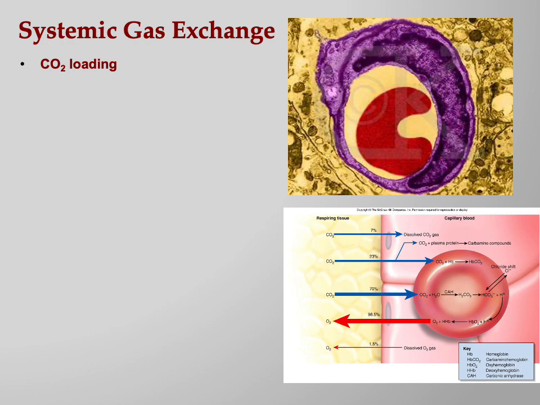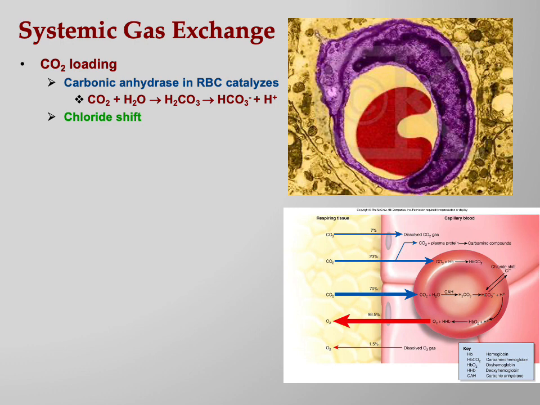So systemic gas exchange. Systemic means out in the tissues of your body. We need to get CO2 out of your interstitial fluid and into your blood so that we can take it to your lungs to get rid of it, all right? So we need to load CO2. Carbonic anhydrase is an enzyme inside of the red blood cell that catalyzes the reaction we saw before, okay? So we have what's called the chloride shift, and this is really, really cool, all right? It keeps the reaction proceeding, exchanging HCO3 for Cl minus.